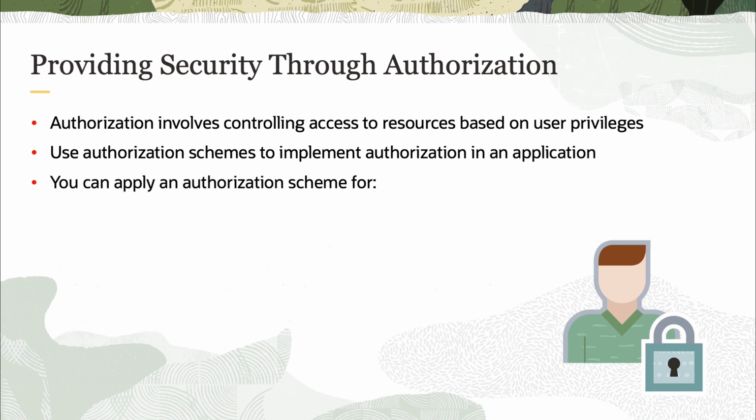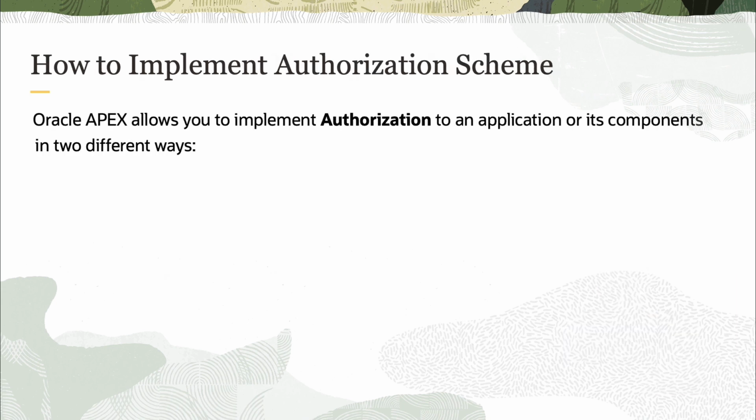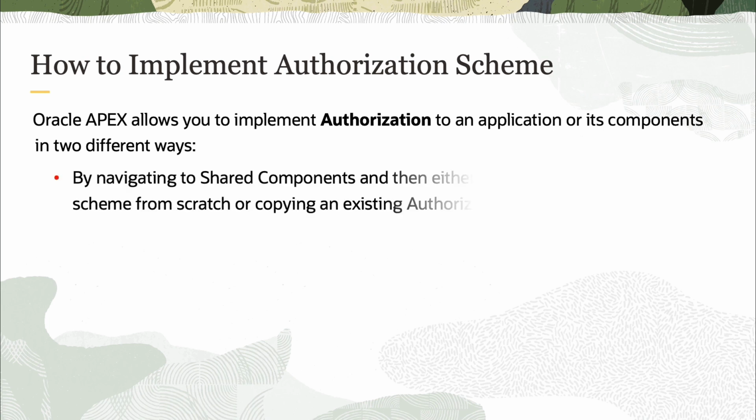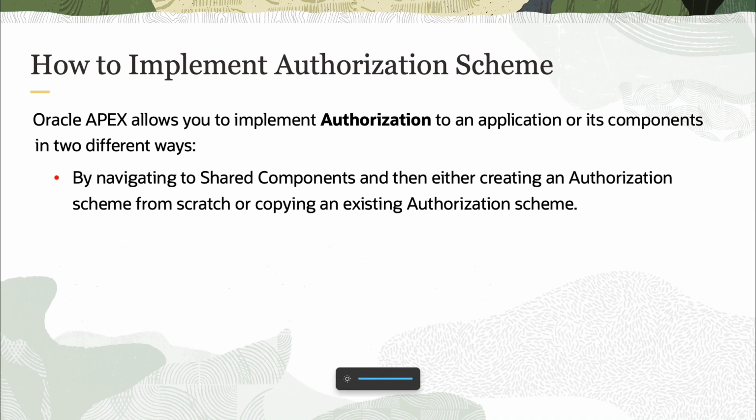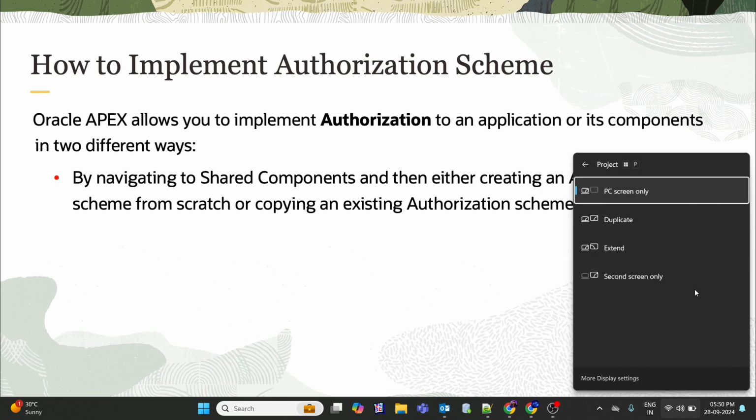We can apply an authorization scheme for an entire application, for a page, or for specific components such as regions, items, or buttons. How to implement an authorization scheme in Apex? Apex allows you to implement authorization schemes in two different ways. The first one is by navigating to shared components, and there you can either create an authorization scheme from scratch or create an authorization scheme as a copy of an existing authorization scheme.